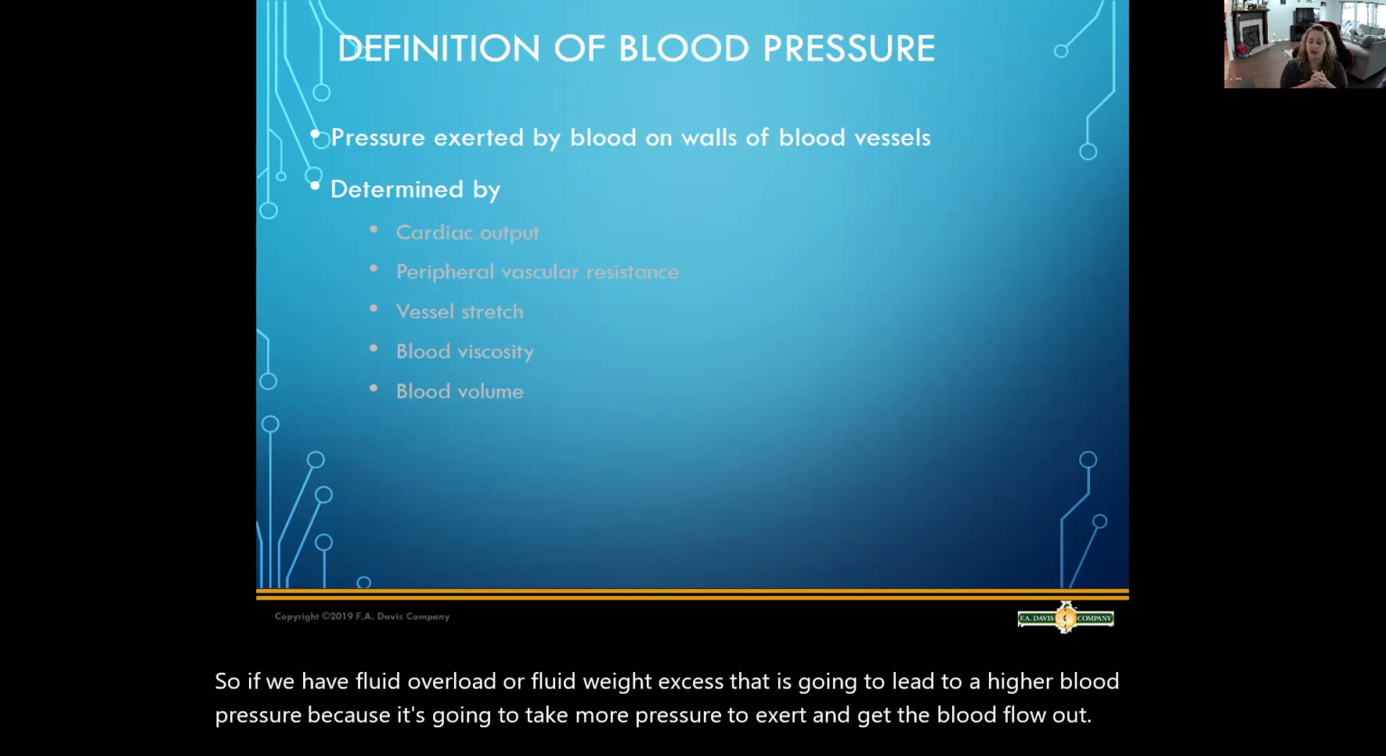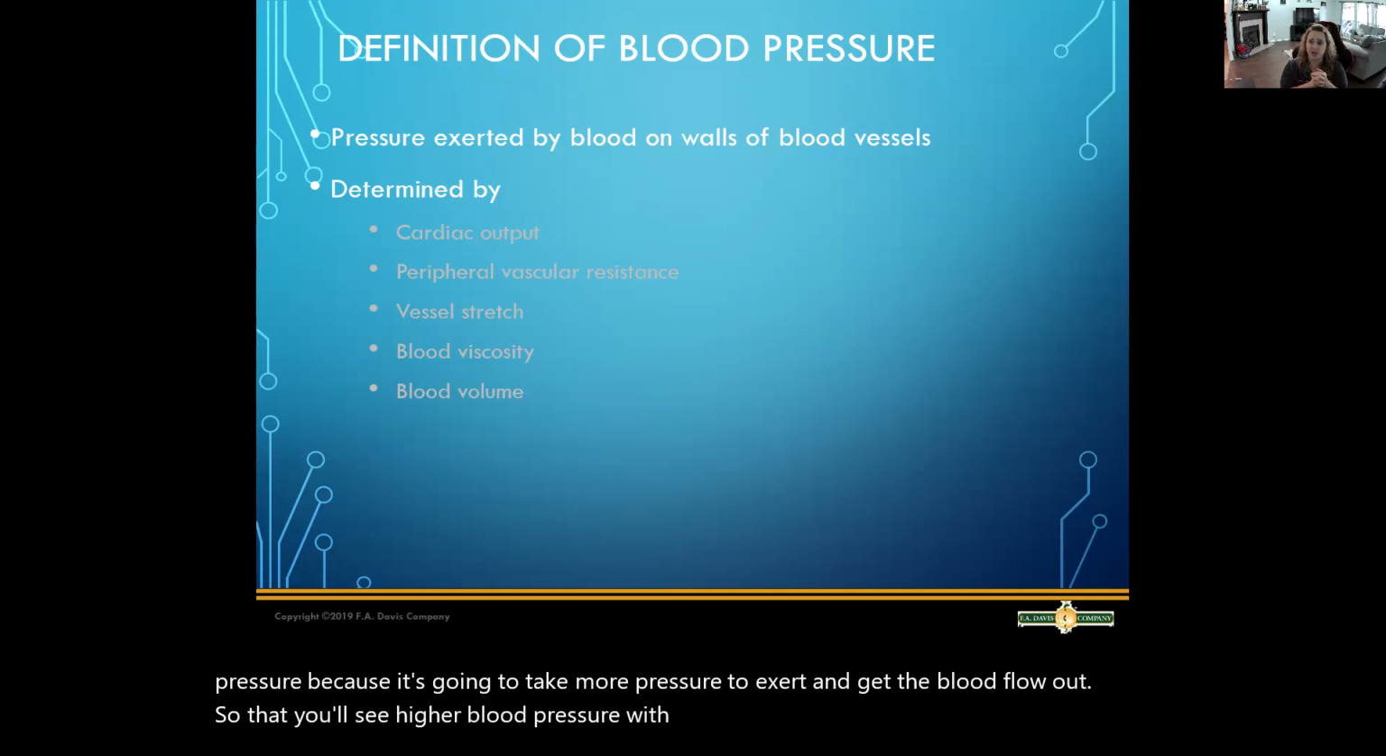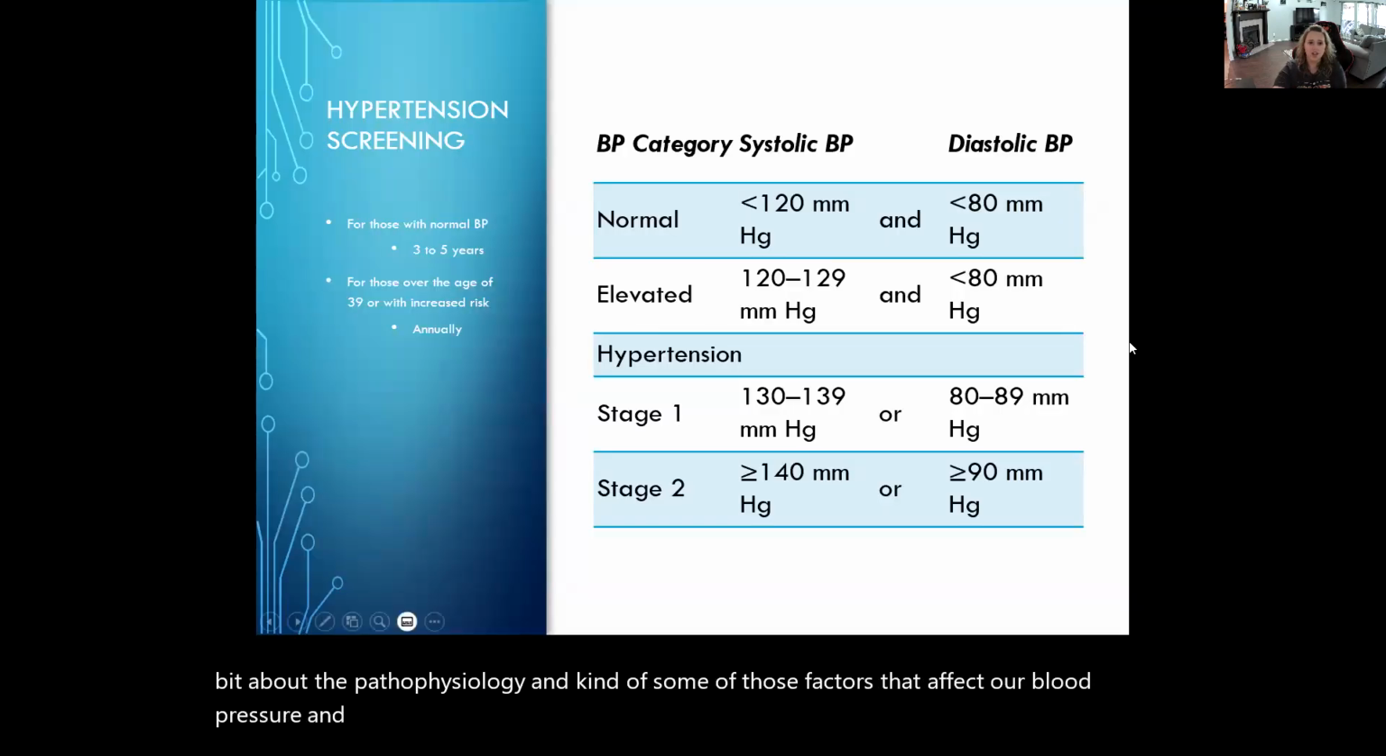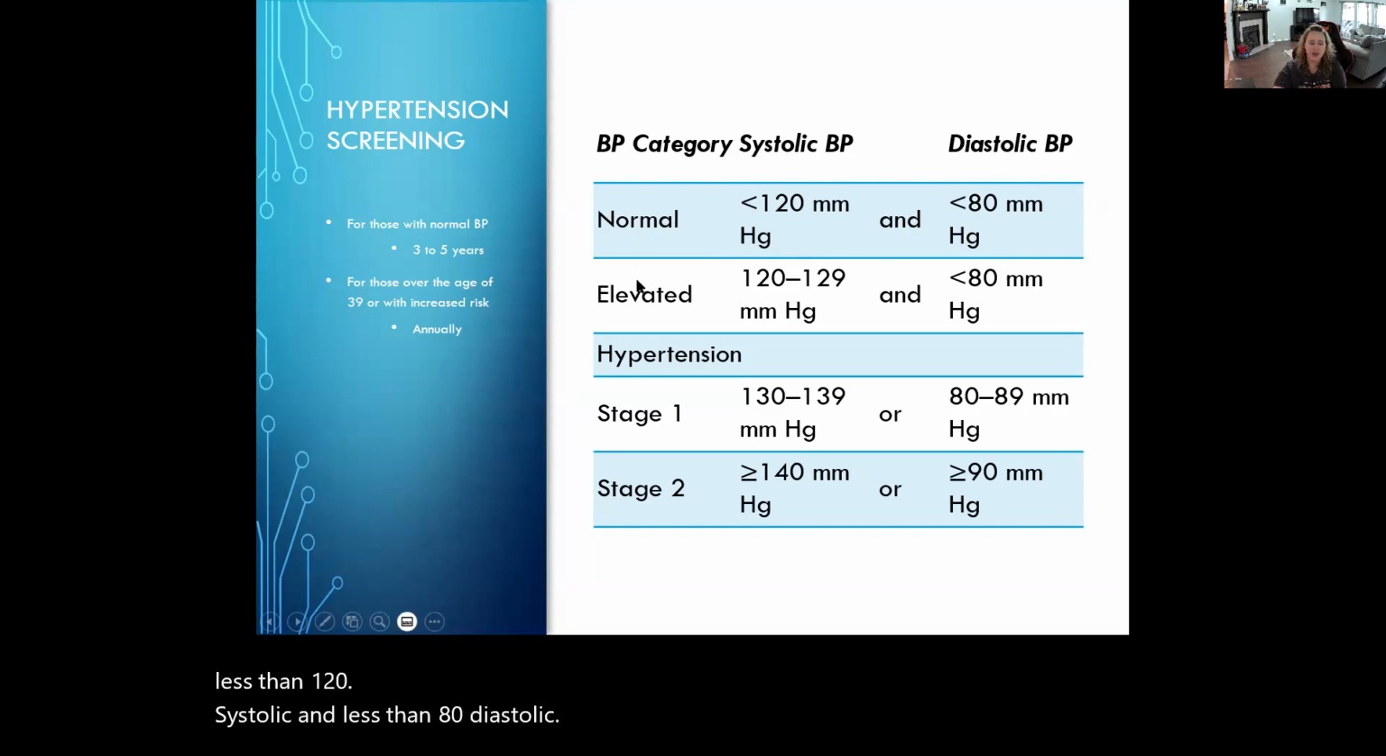So you'll see higher blood pressure with fluid volume excess. Okay, so that's a little bit about the pathophysiology and some of those factors that affect our blood pressure in a nutshell. I think you all know by now what a normal blood pressure is: less than 120 systolic and less than 80 diastolic. Elevated is 120 to 129 and less than 80 diastolic. And then hypertension, stage 1 and stage 2, would be these numbers right here.